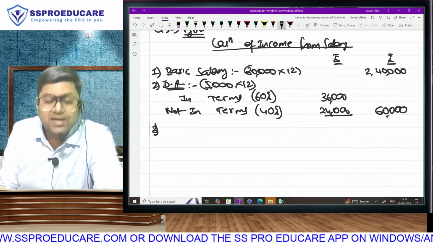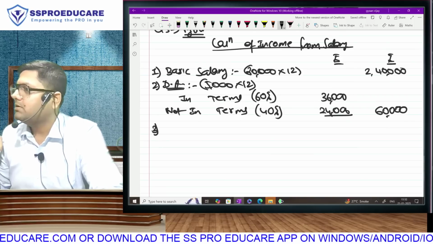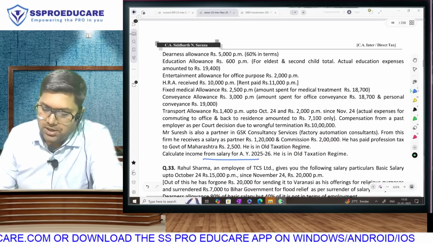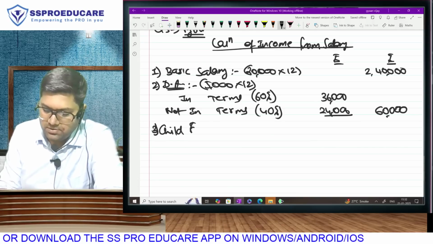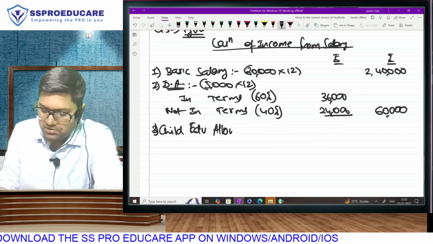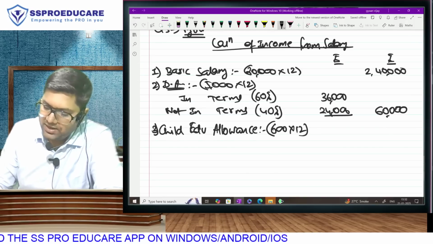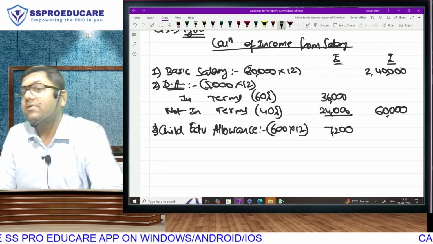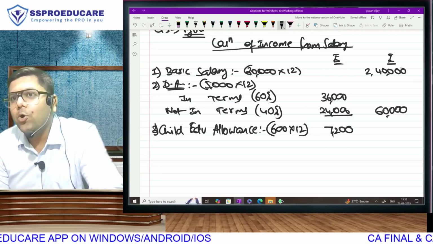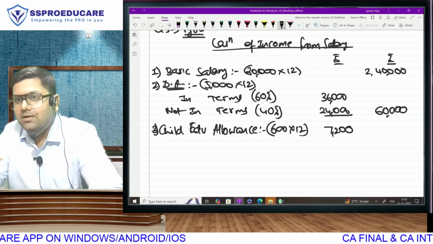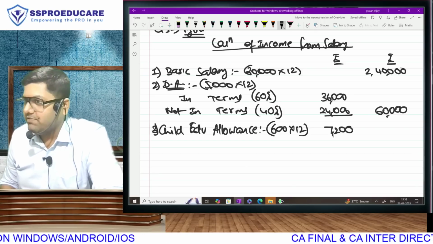Next thing. Now you realize one line at a time, one thing at a time, one adjustment, one mark. So next. Education allowance. Children education allowance. The total received by him is 600 per month for two children. So you can have only two children. You can have more, but educate only two. Are you the third one? No. So educate all, but exemption will be given only for two.